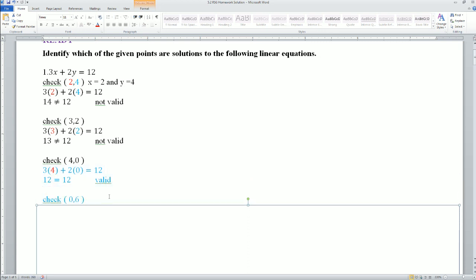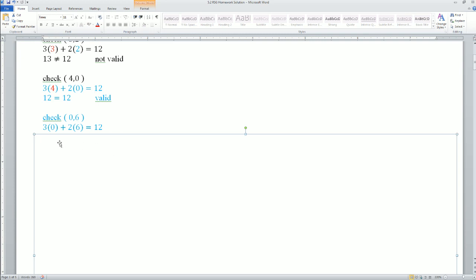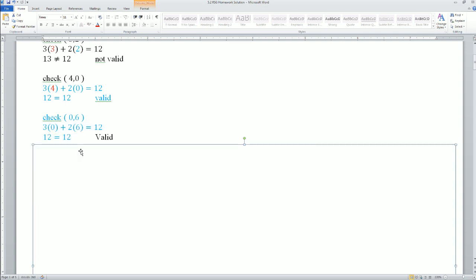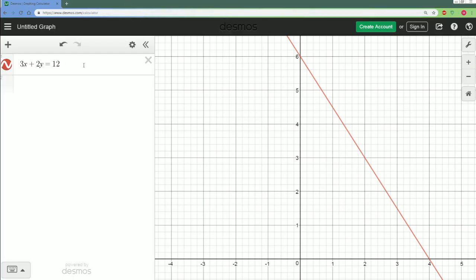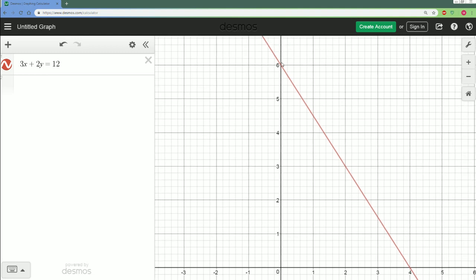Next, check 0 comma 6. 0 goes in for x, 6 goes in for y. 3 times 0 is 0. 2 times 6 is 12. 12 does match up with 12. These are both valid answers. What do I mean by that? Let's see how that graphs. Here I have the equation brought up. Here's 0 comma 6, which is a valid solution, as well as 4 comma 0. That is what that represents physically on a graph.